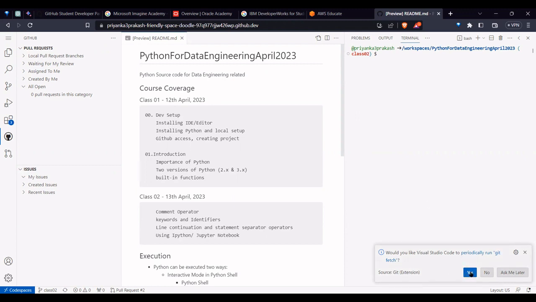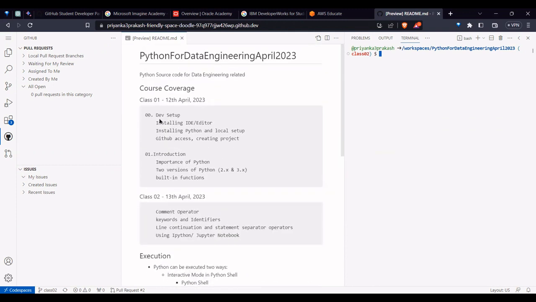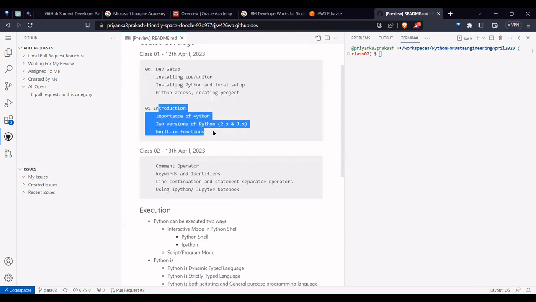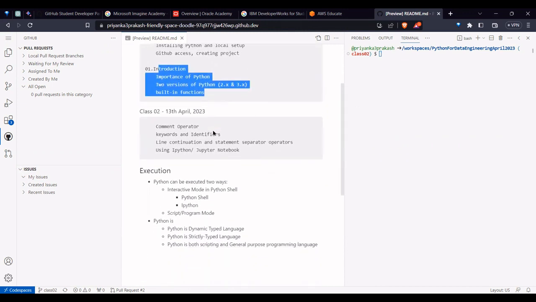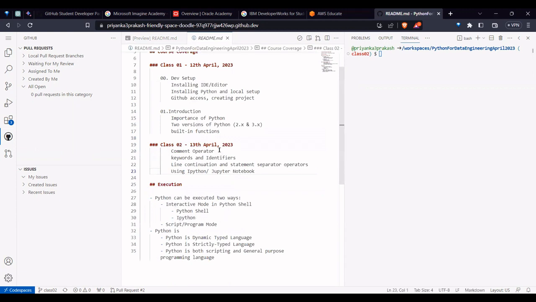So it is asking, do you want to do a git fetch and others? Yes, you can do that to get the latest code. And you can see what we have discussed in the last 2 classes. I showed the dev setup, GitHub access, creating a project, the introduction, differences between Python 2 and 3, built-in functions, keywords, identifiers, and IPython notebook. Till then we have discussed, right?